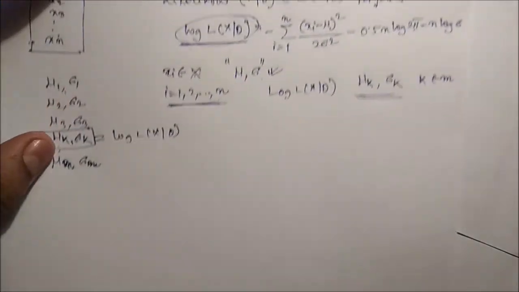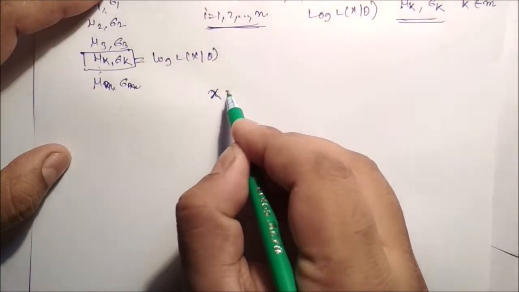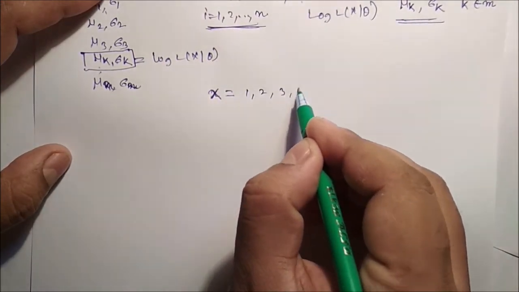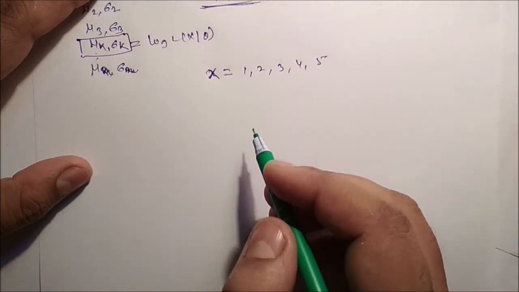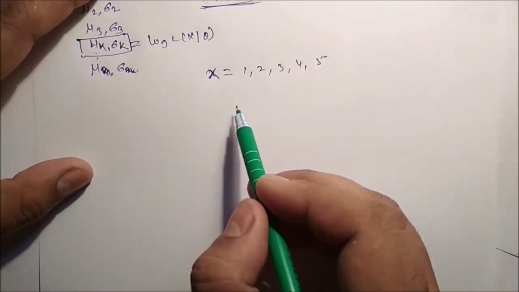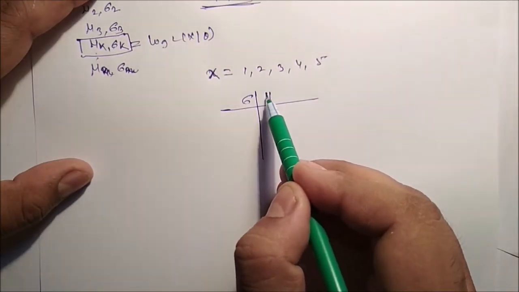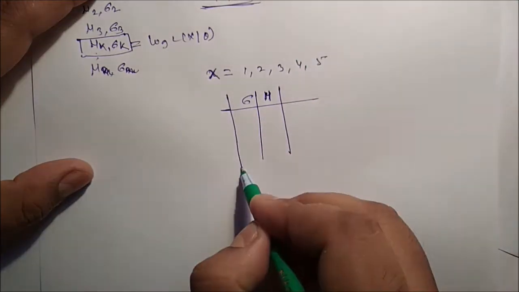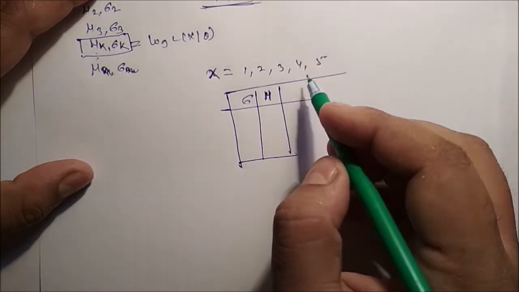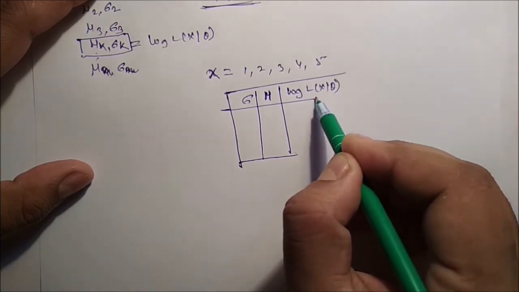So we can take one simple example. Let the capital X be equal to 1, 2, 3, 4 and 5. Now suppose we want to calculate what will be its mu and sigma. So what you can do, we just identify a few values, select some values and then calculate the log L of x given theta.